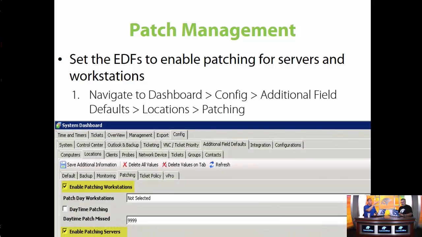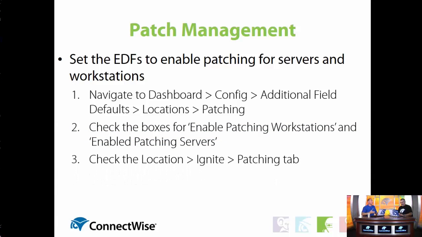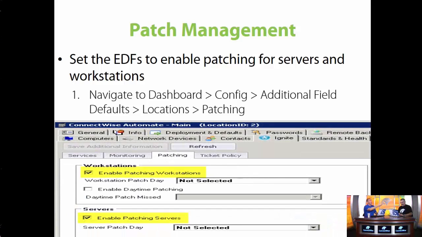All I have to do is navigate to config, additional field defaults, go to my locations, and I see my patching: enable patching workstations, enable patching servers. I check those boxes within the dashboard. I click save, I open up my locations, and boom, both enable patching workstations and enable patching servers will be checked. So, following up on his examples where he created his own and populated them, you can still go back and populate the default values that are there.